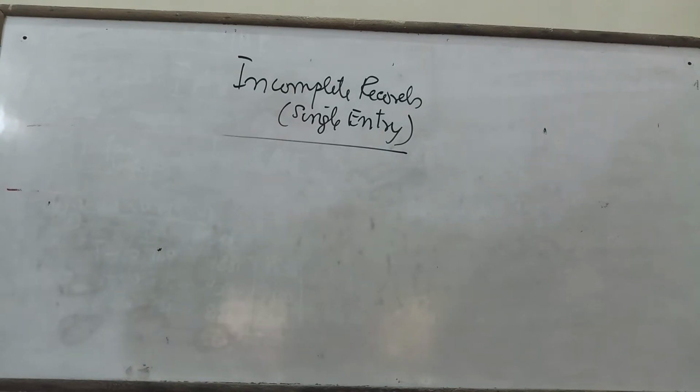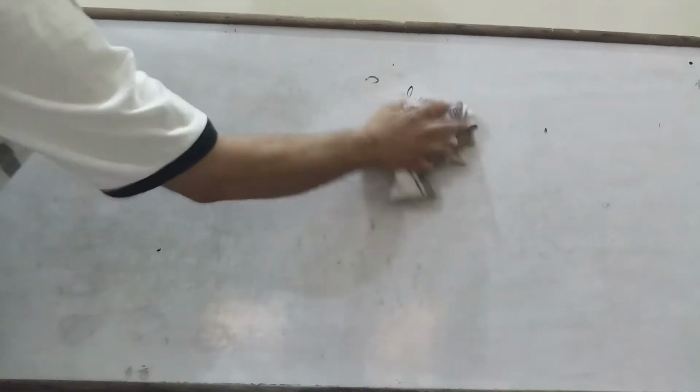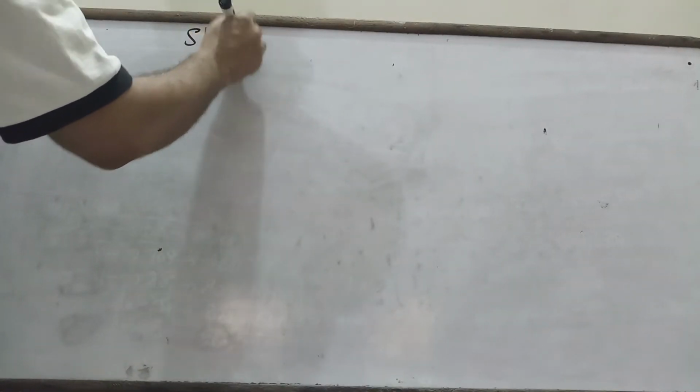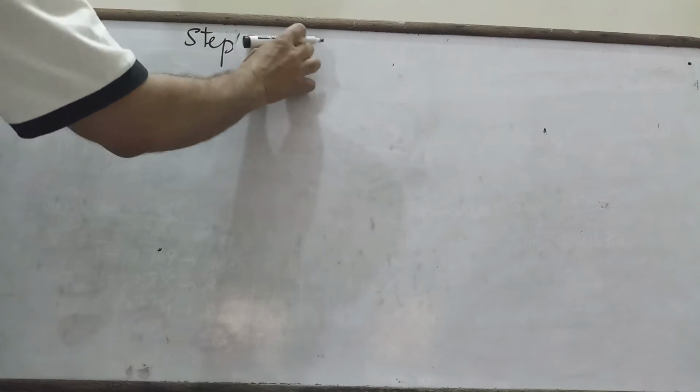The chapter is not difficult, but it requires thorough knowledge of accounting to calculate the missing information, right? So in this video, I will teach you the steps of single entry. In this chapter, you will be given some information which is not complete.